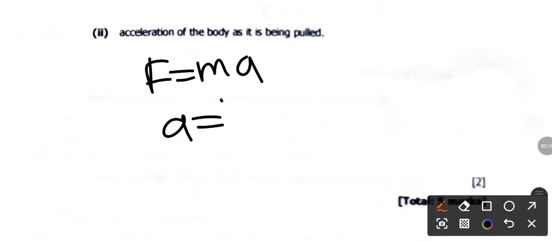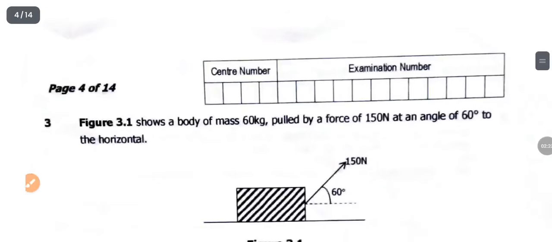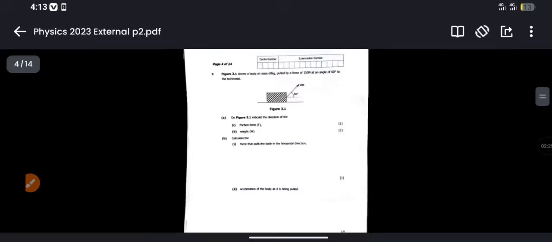Okay, question 2, acceleration of the body as it is being pulled. Remember this formula, force is equal to ma. So we want acceleration, so we rearrange the formula to be that acceleration is equal to force over mass. We have the force. Do we have the mass? Let me check.